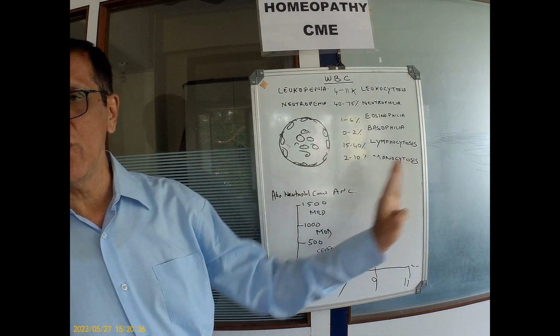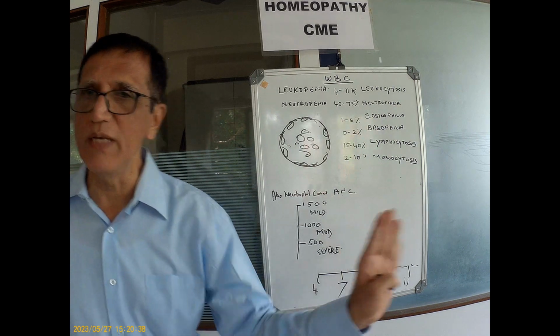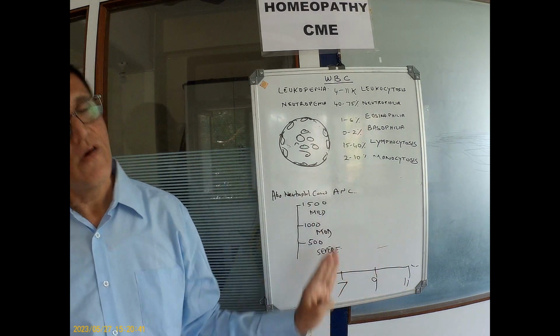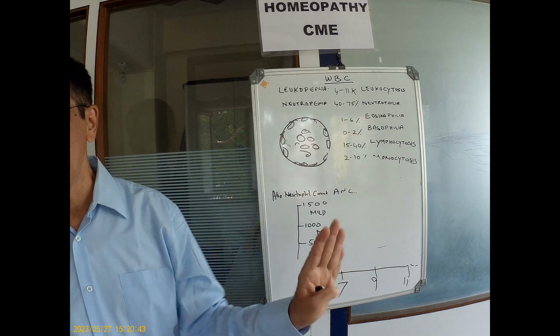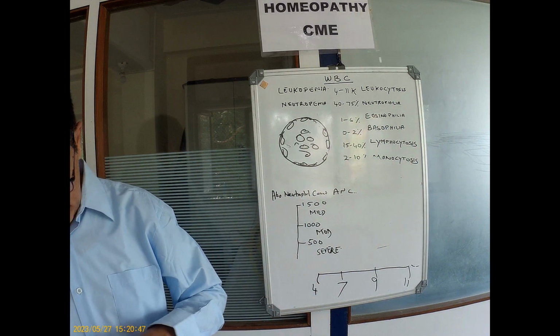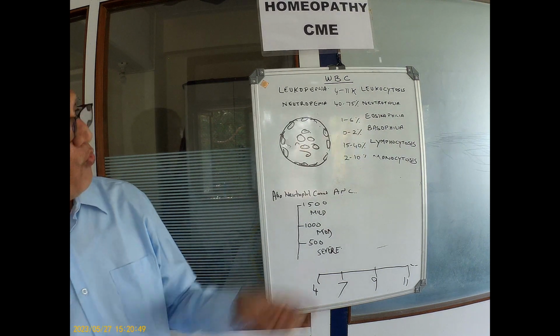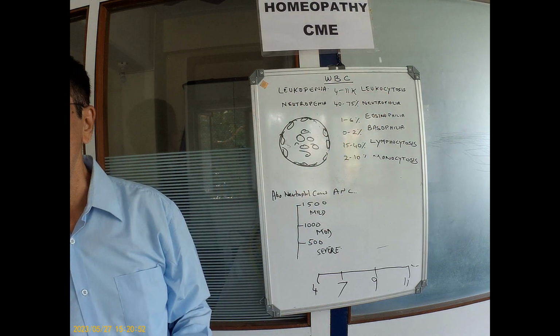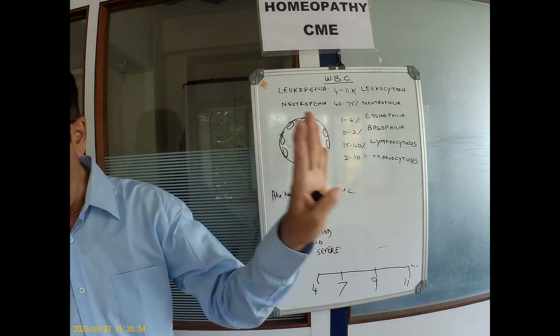Band cells are nothing but neutrophils again. So when you say bandemia, or band cell proportion has increased, that gives you a diagnostic clue. Now, what are the causes of leukocytosis? We'll discuss only 4 common ones.